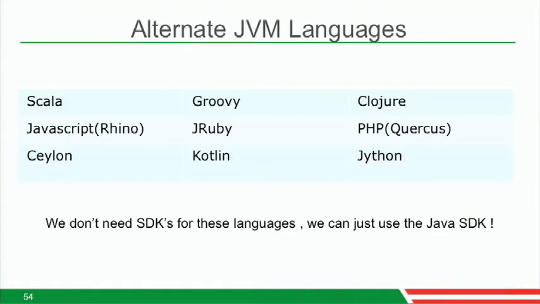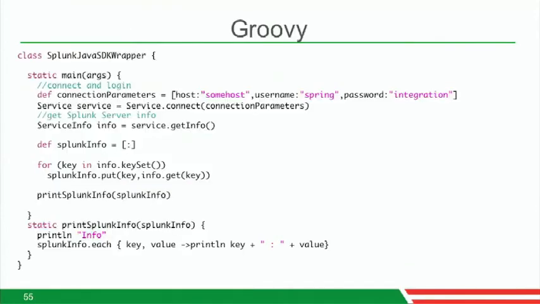Given the fact that they're all running on the JVM, we don't need to create separate SDKs for all these different JVM languages. We can just interoperate with the Java SDK. Certainly we could create a Scala SDK and a Groovy SDK, but we can just hook into the Java SDK and get all that functionality if you want to program in those languages.